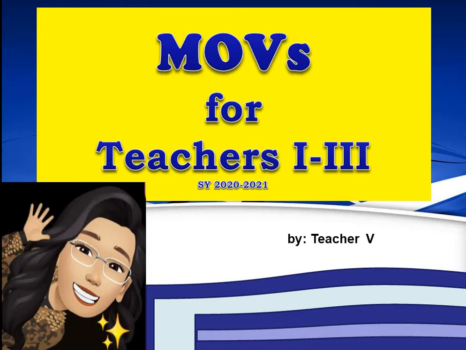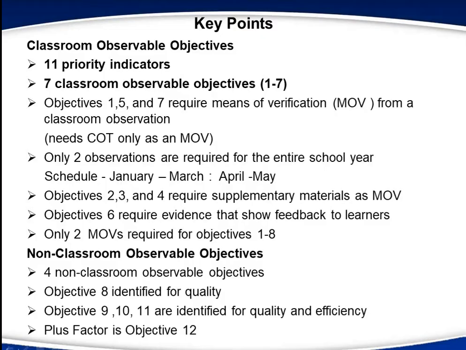2020-2021. To have it easier for us to remember, here are some of the key points. The MOVs for teachers 1 to 3 for this school year have 11 priority indicators and one objective as a plus factor. So, there are 7 observable objectives.